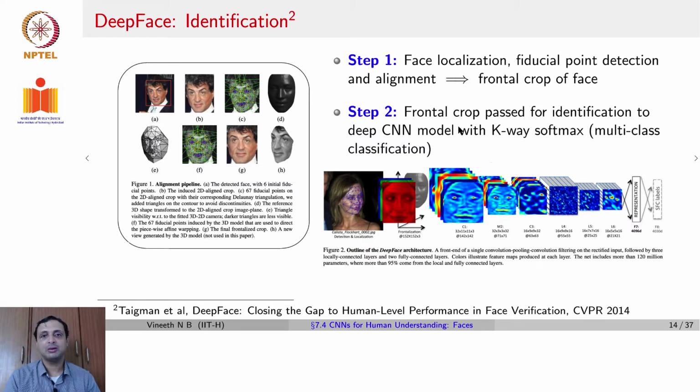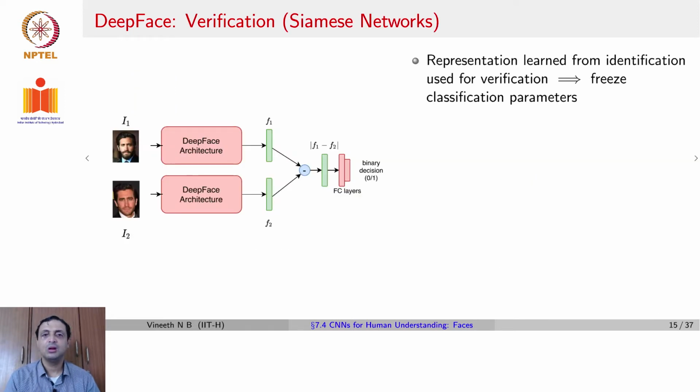This frontal crop is passed on to the deep CNN architecture, with a k-way Softmax for differentiating between k different classes, trained using the standard Softmax and cross entropy loss. For the verification part, DeepFace used a Siamese network kind of approach where the representation learned from the identification task is frozen for verification. So these architecture parameters are frozen.